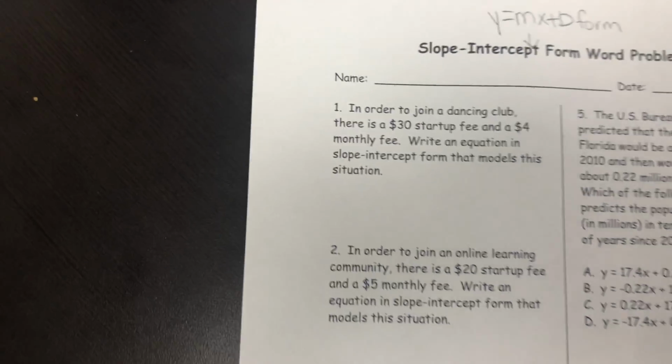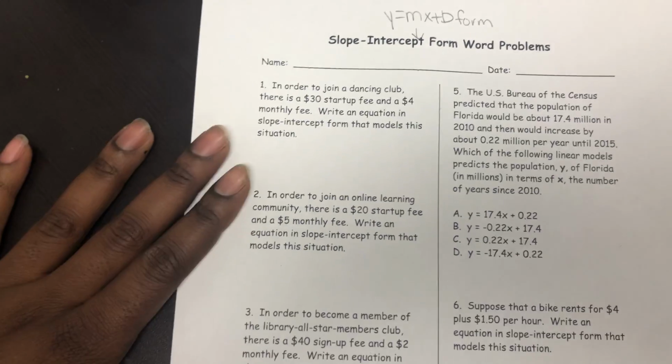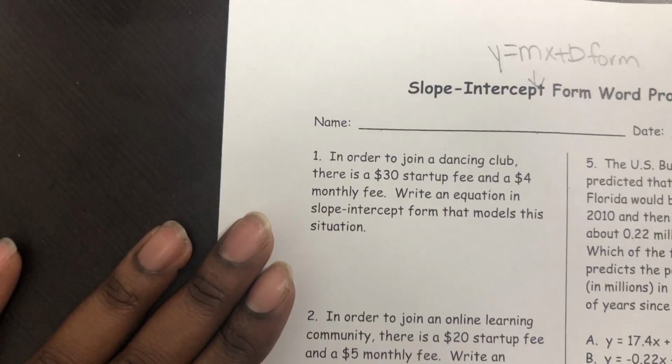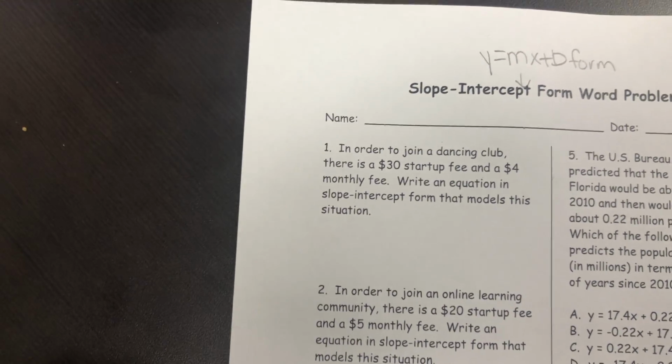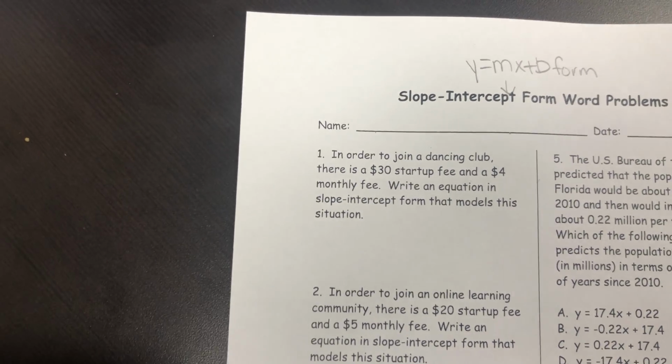All right, so on number 1, we're going to go ahead and do this page together, and then I'm going to have another page for you to do by yourself to turn into the basket. So on number 1, it says, in order to join a dancing club, there's a $30 startup fee and a $4 monthly fee. Write an equation in slope-intercept form that models this situation.